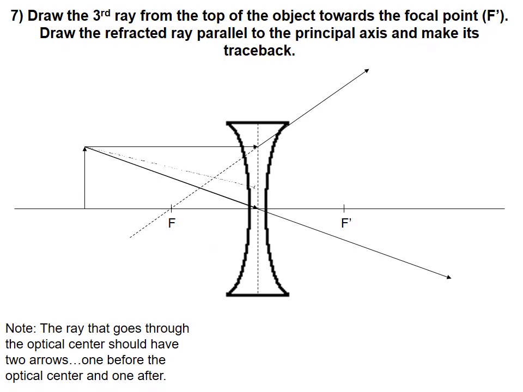That third ray is one that goes towards the focal point on the other side. So it's about to get to the focal point here, but it stops because there's a lens in the way. Once it hits the axis of symmetry, it's going to refract parallel to the principal axis, and then you draw the traceback of that refracted ray. And you'll notice it meets where the other rays have met.